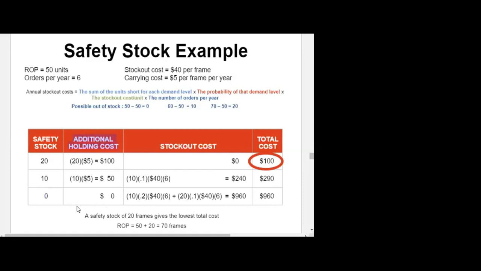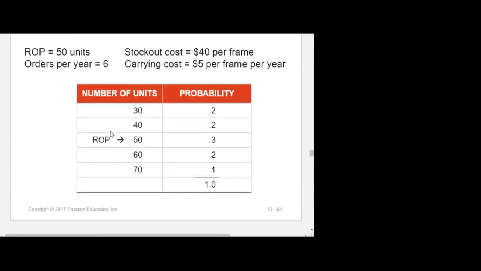Is there any additional holding cost? The answer is no, because you don't have additional items, right? So that cost is zero. But what if any of these others happen? You're at 50, you don't have any additional cost, but what if 10 more items are being bought, right? According to the probability of it and the cost of it, we can come up with a certain amount of cost of not buying additional 10 items.